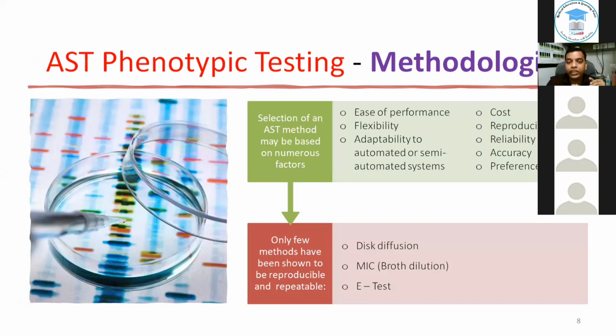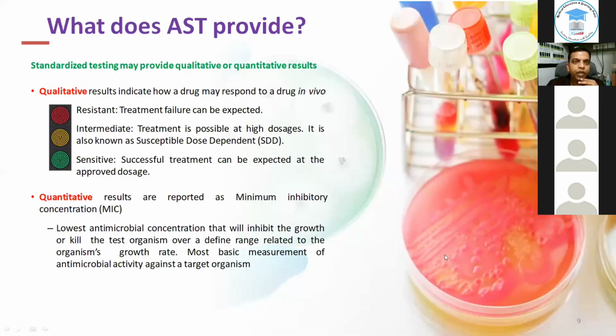Now, which method to select depends upon the ease of performance in the lab, the flexibility, the resources available, the availability of automated or semi-automated methods, the cost, reproducibility, reliability, accuracy, and preference. The phenotypic method is the most widely adopted, and the basic methods of phenotypic testing include disk diffusion and broth dilution. AST provides qualitative results in terms of sensitive, intermediate, or resistant, or quantitative results in terms of minimum inhibitory concentration. We will see the MIC in detail in the next slides.